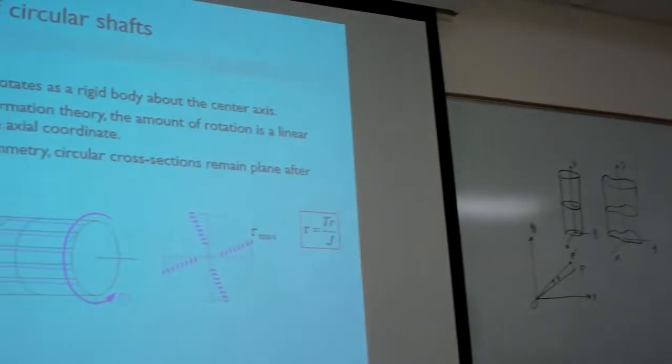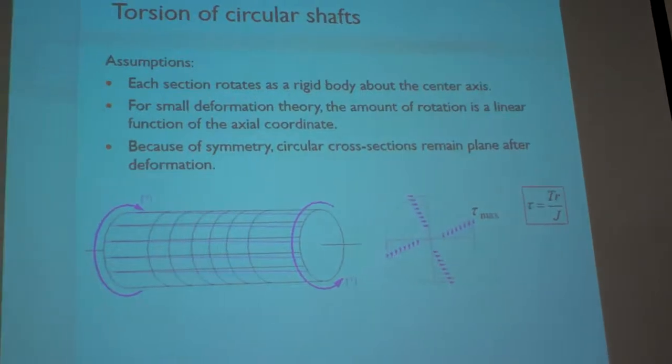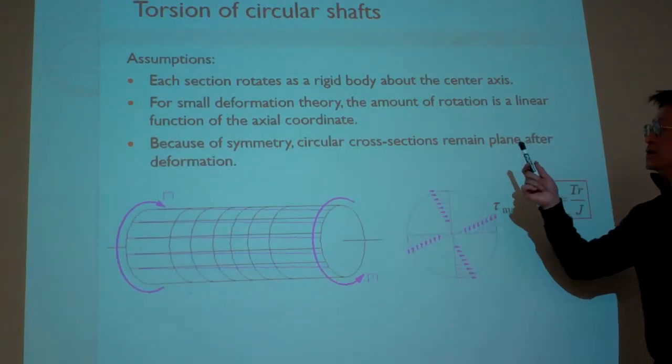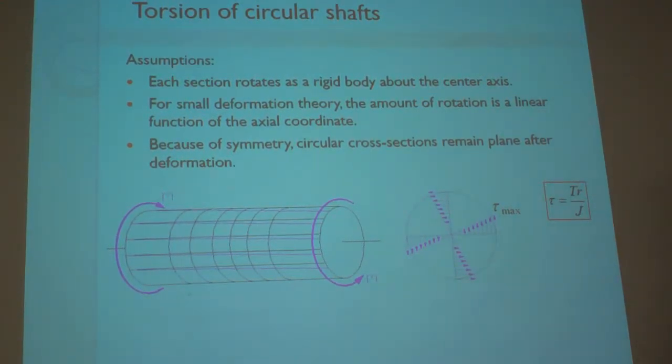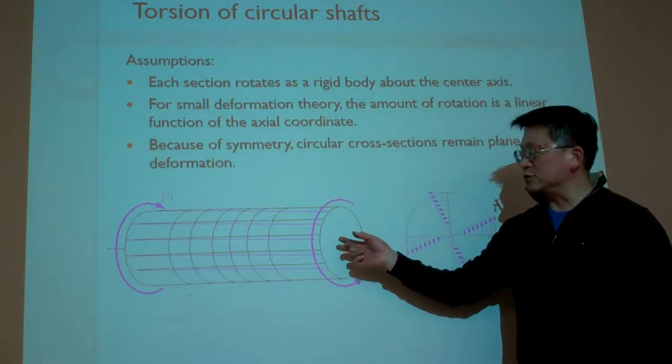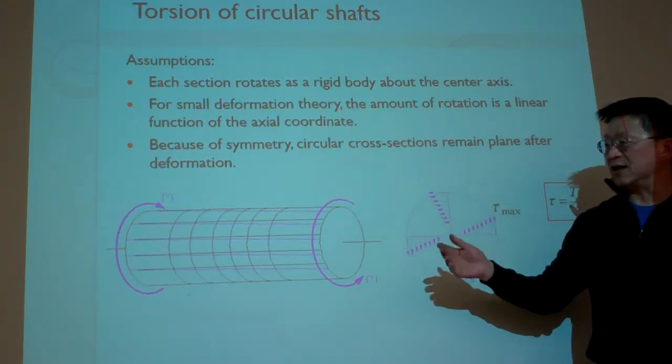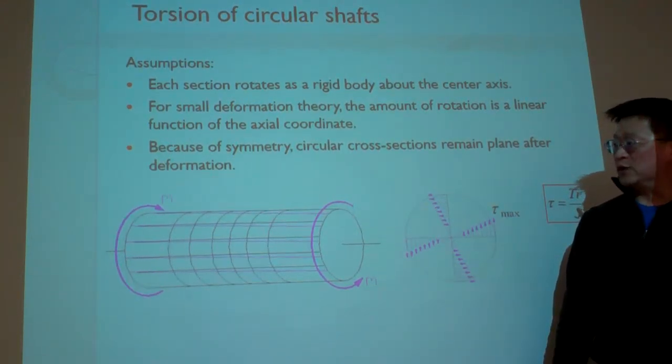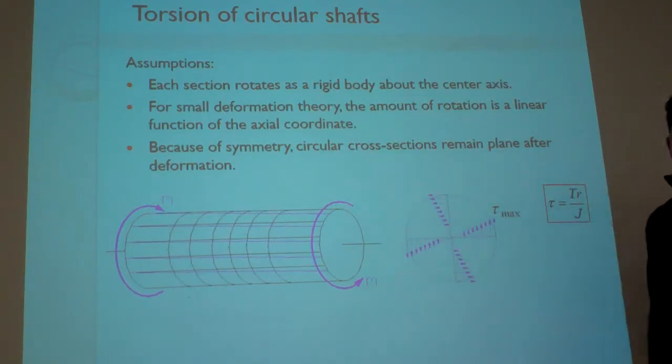And the second assumption is that we talk about small deformation. That means when we twist the shaft, we assume everything is in elastic deformation. So the second one means this.